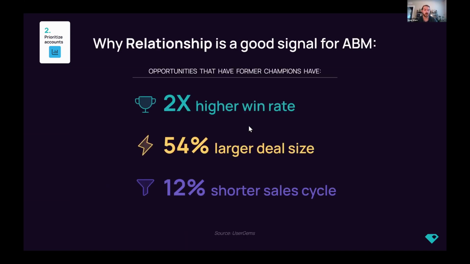These are the stats we're seeing in terms of relationship signals for ABM. So 2 times higher win rates, 54% larger deal sizes, and 12% shorter sales cycles. This is something too, if you can show your ABM program is winning at a higher rate with larger sizes and shorter sales cycles, your available budget just increased significantly, and your buy-in from the sales team goes up as well.